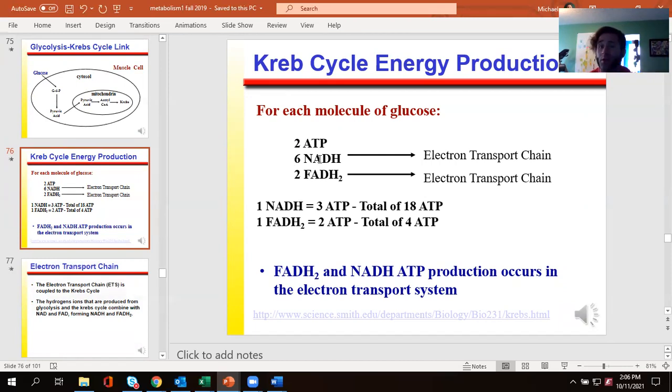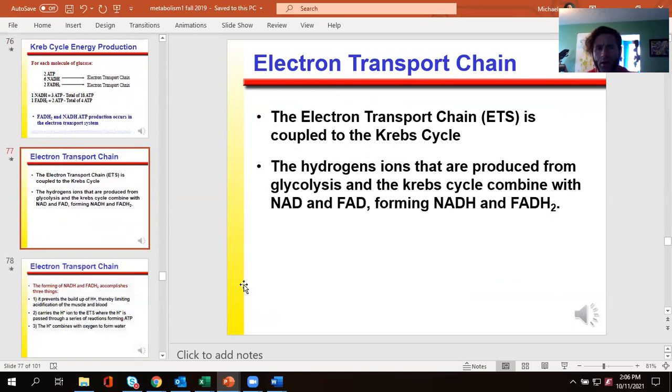So this is why we get 6 of these, because we're going to get 3 each time and running it twice. We got 1 FADH2, but running it twice. We're going to be getting about 3 ATP for every NADH and about 2 ATP from every FADH2. The numbers can be a little different when we work it out later.